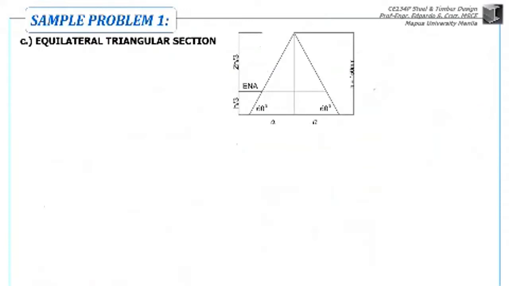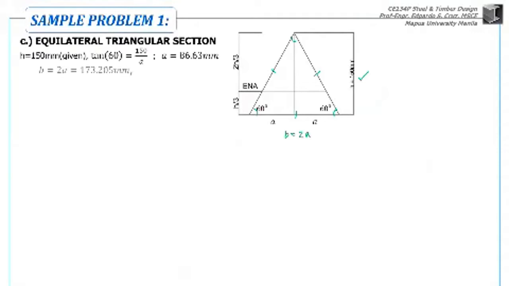The third cross-section is an equilateral triangle. Equilateral meaning to say that the sides are equal. So it followed that the interior angle would be 60 degrees. Lahat sila 60 degrees. Given yung height, 150, we could solve for the base. The base would be simply dalawang A. Okay? So by trigonometry, we could solve for small letter a, then times 2 yung a, we could have the base. So 173 na yung base.